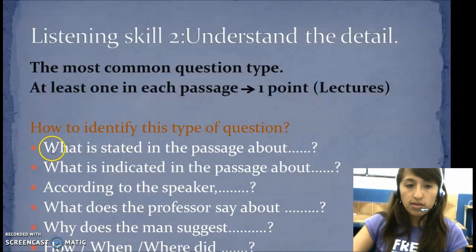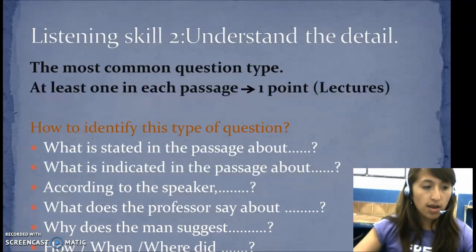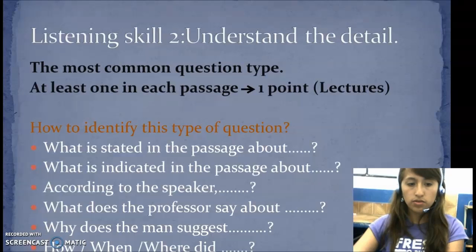We have different ways. So, what is stated in the passage about? What is indicated in the passage about? According to the speaker, what does the professor say about? Why does the man suggest? And W questions, such as how, when, and where did. One way to answer this type of question is to listen carefully to the details in the passage and take quick notes on key terms. Now we are going to have an example.